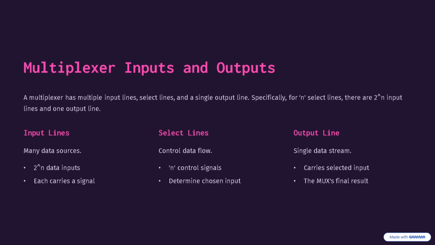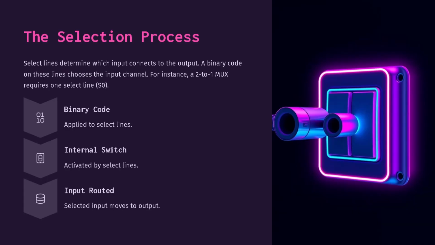What are the input lines? They are the data sources. The select lines are the control of the data flow, and the output line is the single data stream. Moving on, the input lines each carry a signal. The select line determines the chosen input, while the output line is the final result.